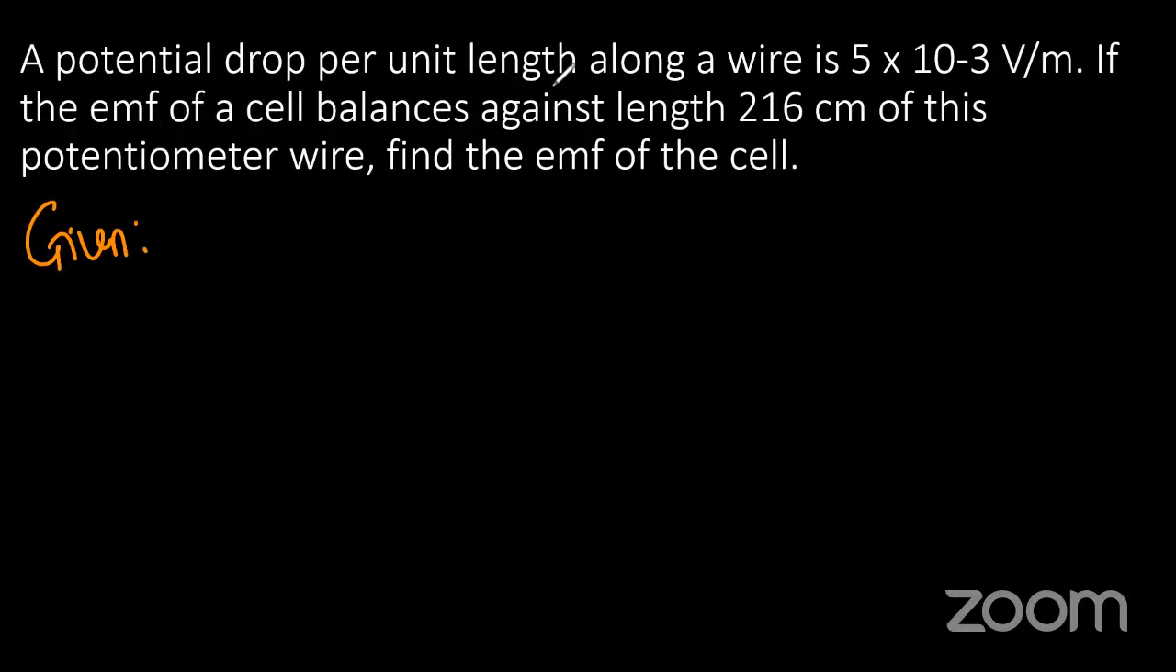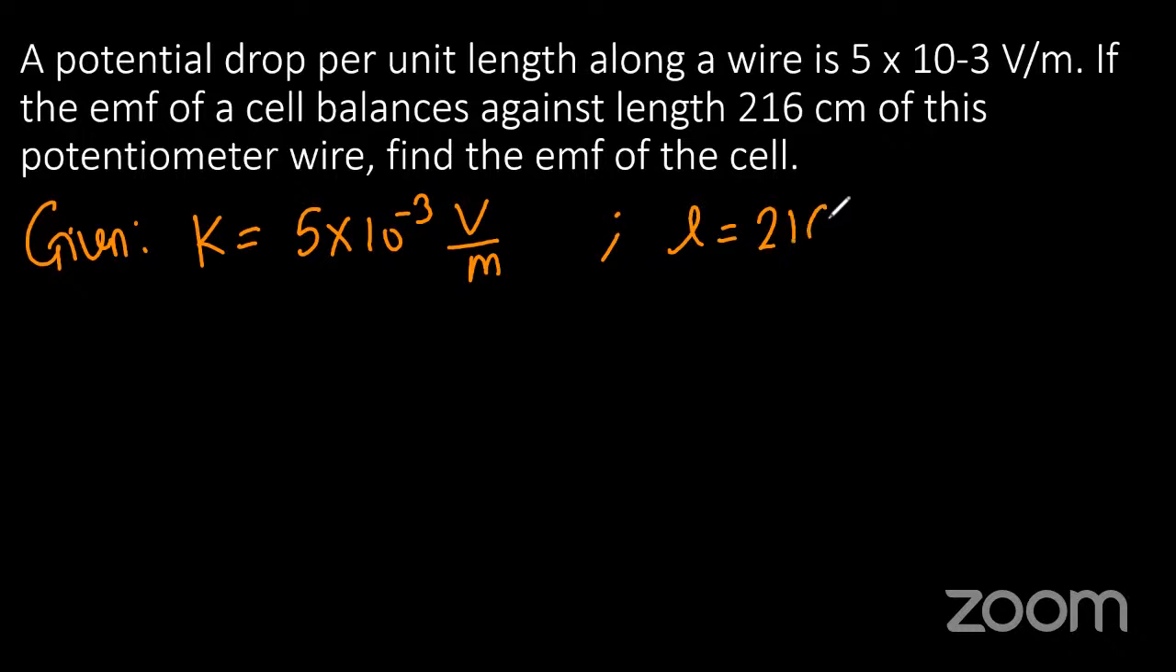A potential drop per unit length along a wire is 5 into 10 raised to minus 3. This is 10 raised to minus 3. Okay. So voltage and potential drop per unit length, what does this mean? Potential gradient. Okay, meaning K is given. So what is K? 5 into 10 raised to minus 3 volt per meter. So K is given. If the EMF of the cell balances against the length 216 centimeters, so the length is also given, how much? 216 centimeters, but convert this centimeter to meter.